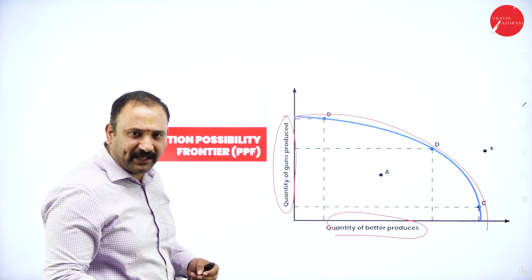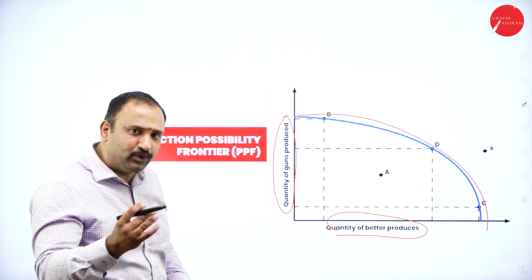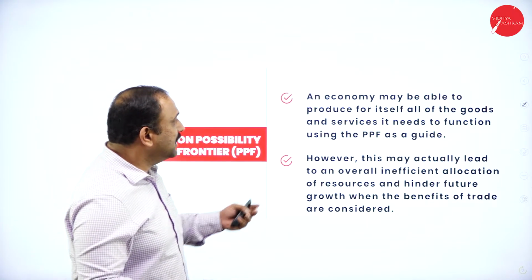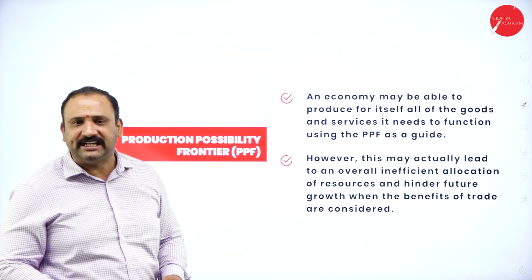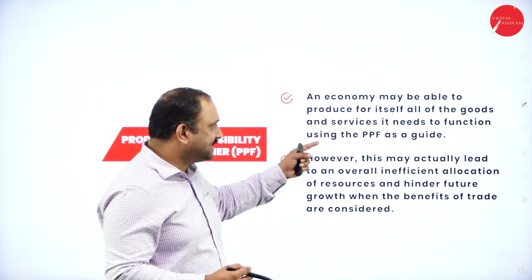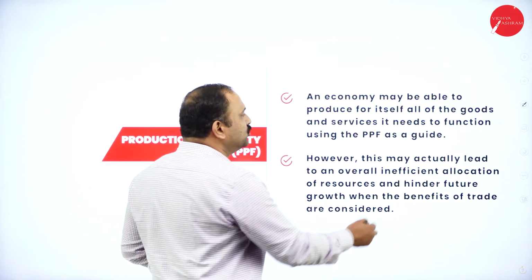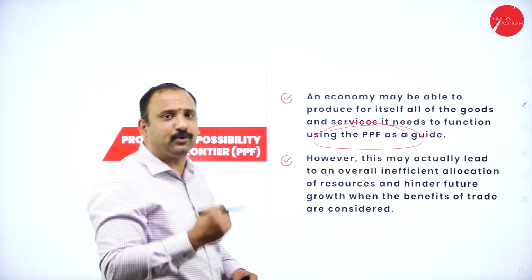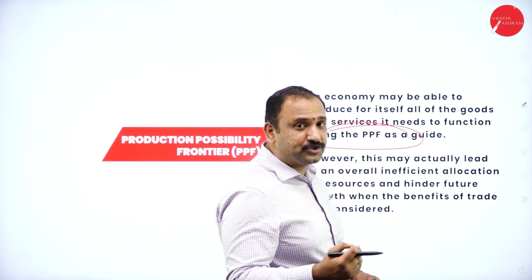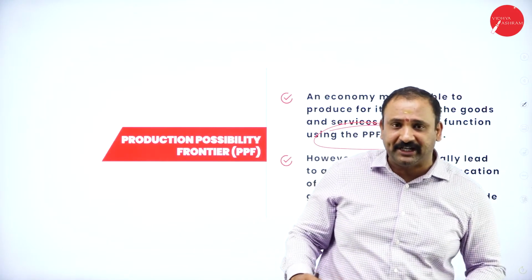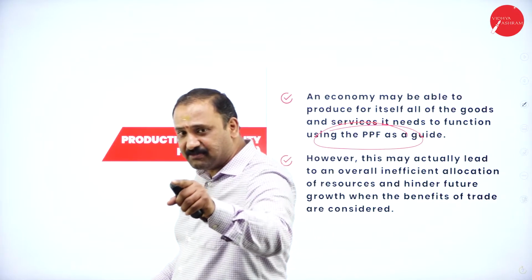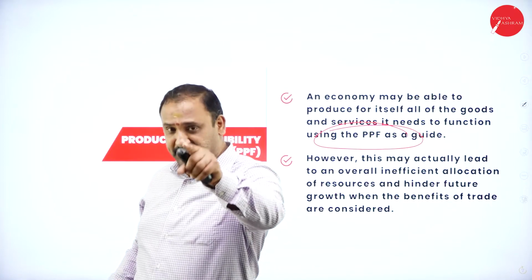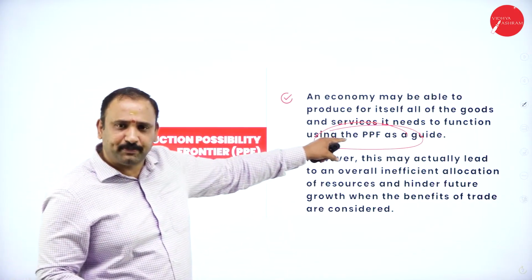That's trying to tell me how exactly I can produce a particular item, a particular product, better than the other factor. Now, an economy may be able to produce all the goods and services it needs to function using the production possibility frontier as a guide. So if India today decides that let us produce more rice and wheat rather than producing missiles and machine guns, then India has made a very intelligent decision. Reason being that we have used PPF there.